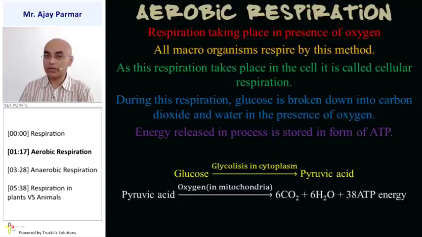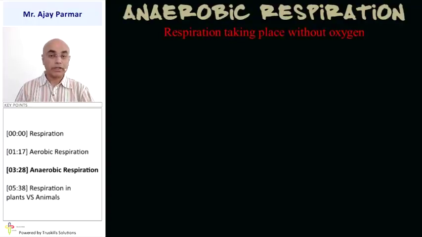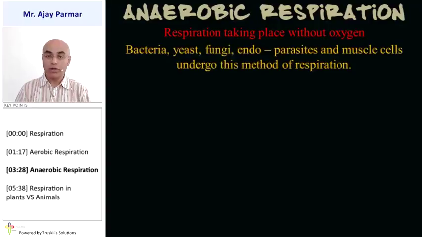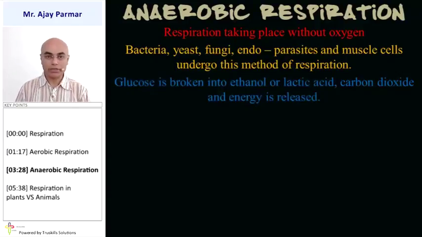So this is the equation that we can write: glucose is converted into pyruvic acid by glycolysis, and pyruvic acid in the presence of oxygen in mitochondria is broken down into carbon dioxide, water vapor, and a lot of energy. Anaerobic respiration. Now this is the mode of respiration which does not require any oxygen. That is why not aerobic, that means anaerobic respiration. Most of the bacteria, yeast, fungi, endoparasites, parasites inside the body of the host, and muscle cells all undergo the method of respiration called anaerobic respiration.